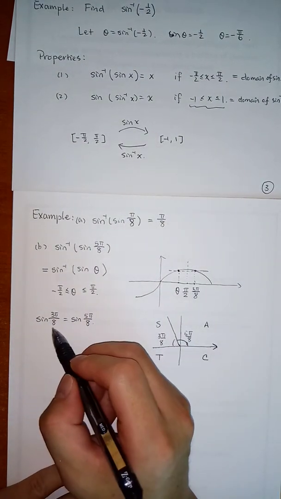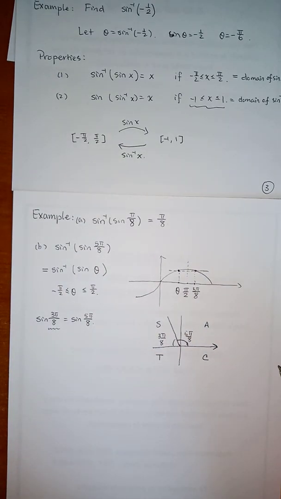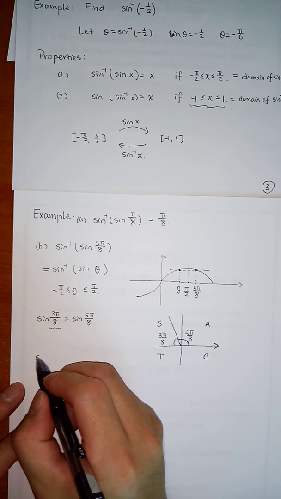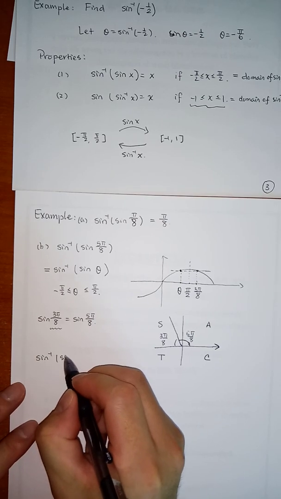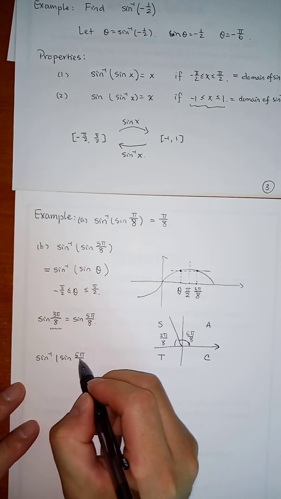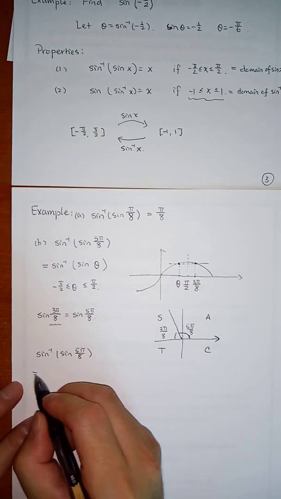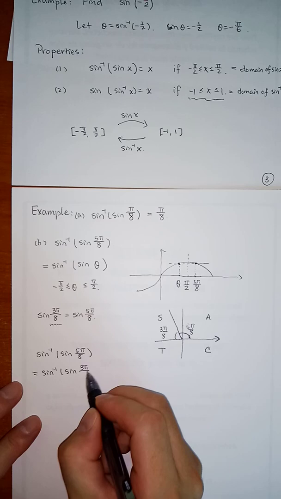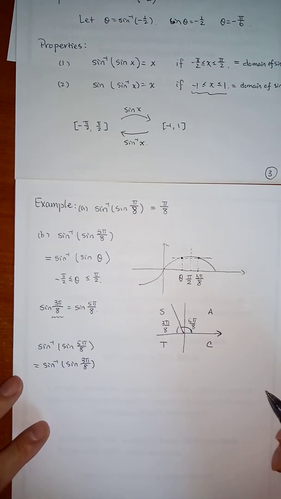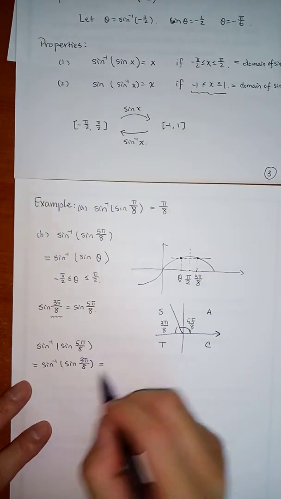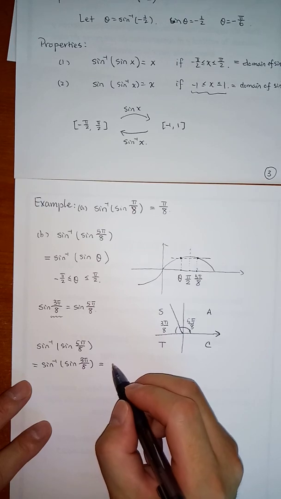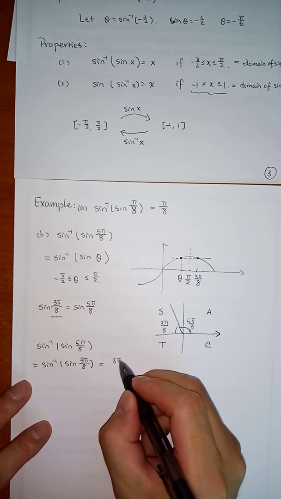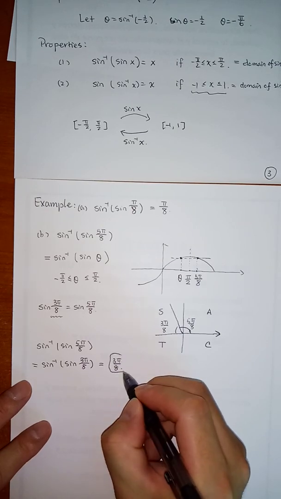Okay, so once you figure out what theta you have, then the sine inverse of sine 5 pi over 8. So first you write it like sine inverse of sine 3 pi over 8. And then, because 3 pi over 8 is between negative pi over 2 and positive pi over 2. Good, 3 pi over 8.